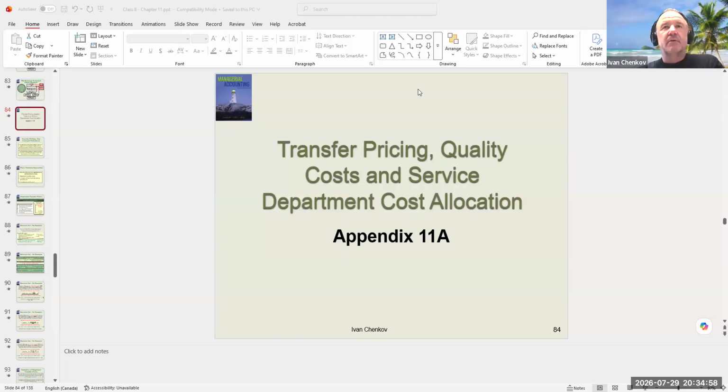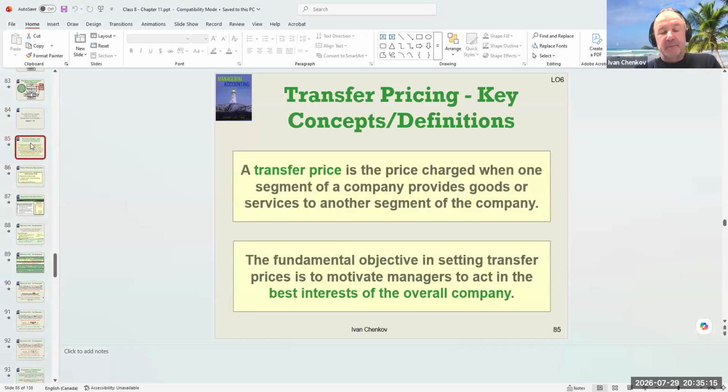We're going to only focus on the transfer pricing. Quality of cost and service department cost allocation, those I'm going to leave for the teachers in intermediate managerial. With you, only transfer pricing. Why is transfer pricing important? Because transfer pricing gives you an idea how to motivate the managers to work in the best interest of the company.